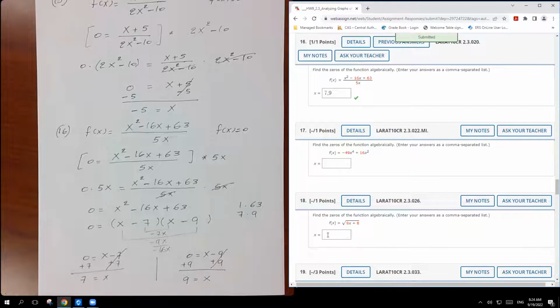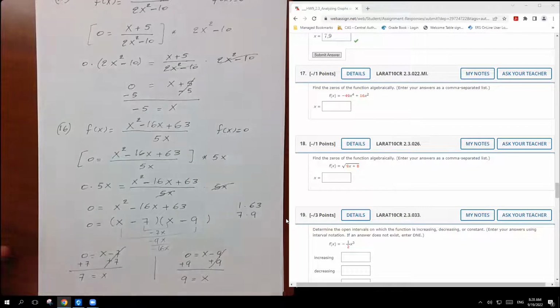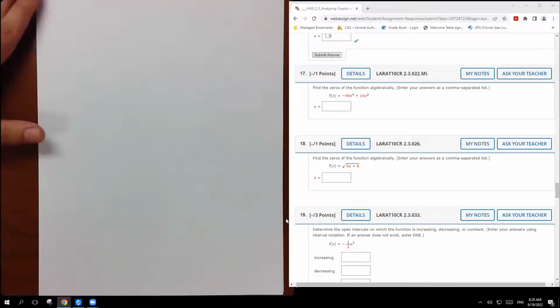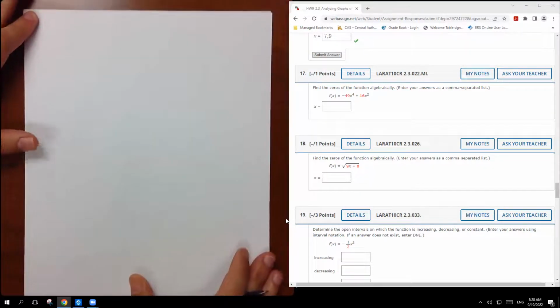Here we go. So example 17, let's check how we're going to solve this one.